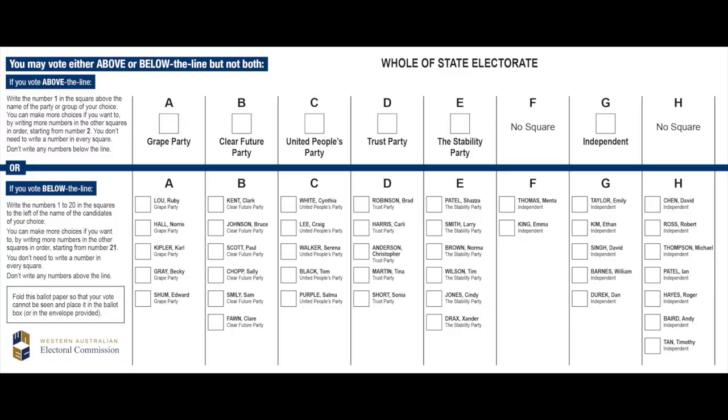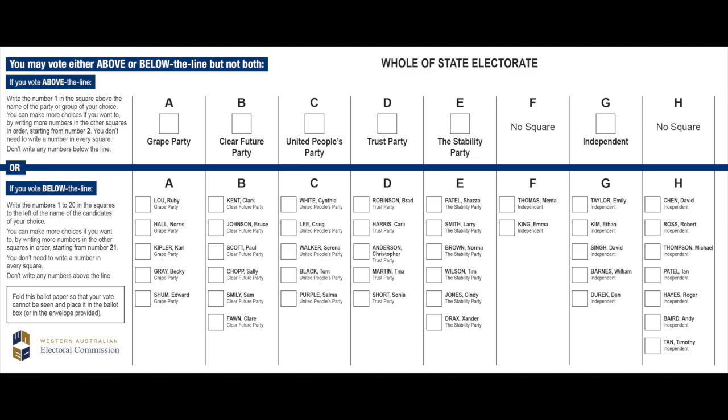Now I also want to include information about the Upper House. This is information from the Western Australian Electoral Commission, and there have been changes made to the way the Upper House elections occur. So this is their information. It says you may vote either above or below the line, but not both. And if you vote above the line, write the number 1 in the square above the name of the party or group of your choice.